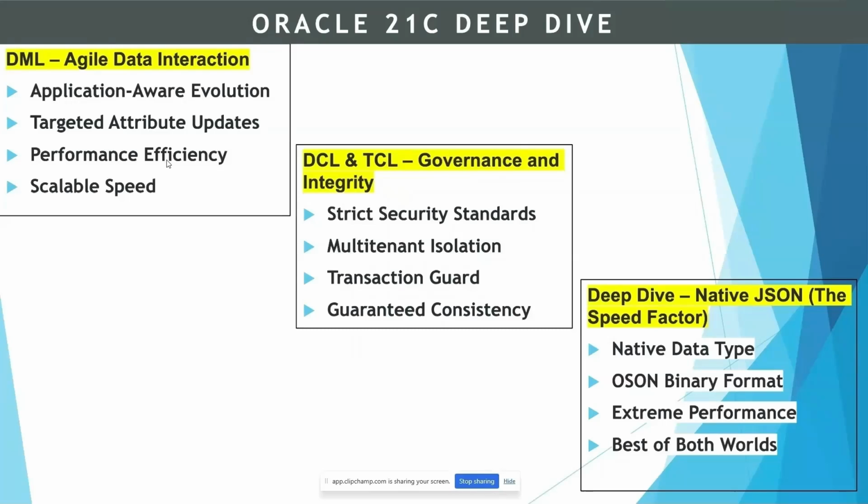Security is DCL and TCL, like Transaction Guard in financial apps. If a network cuts out during a bank transfer, Transaction Guard ensures that the transaction does not happen twice or get lost. It's about absolute certainty. And native JSON is 10x faster at scan speed, and Oracle now treats JSON like a native language, not just a text file. Now moving on to the next slide.